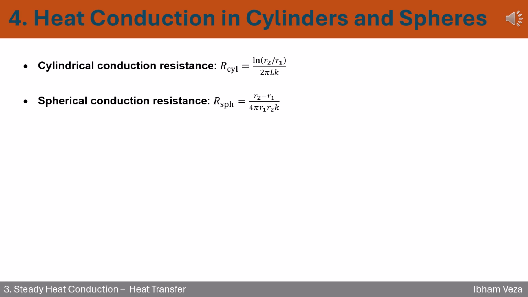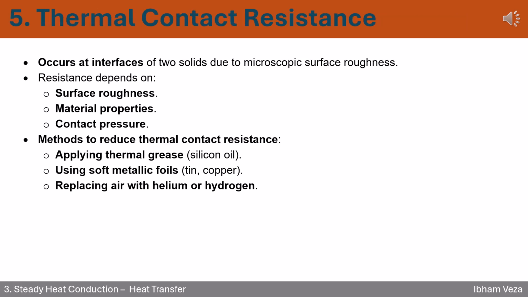Temperature difference drives heat flow, and geometry modifies resistance. Don't let the shape confuse you. Apply the right formula, get the resistance, and solve the problem just like you would with flat walls. Simple and consistent.